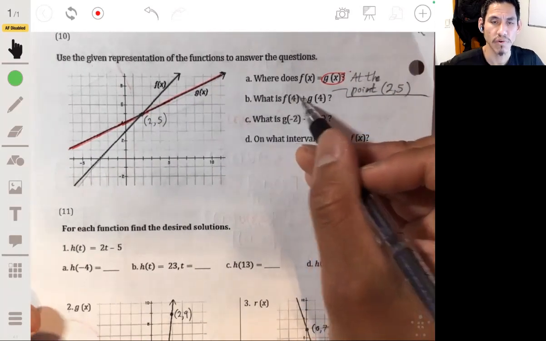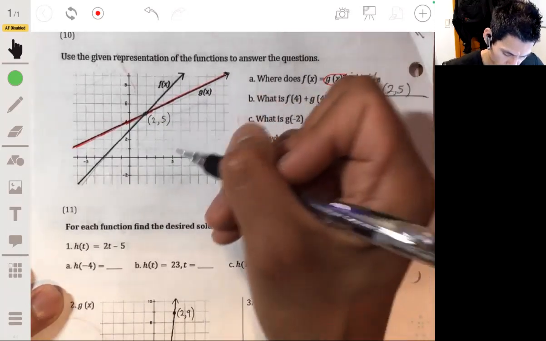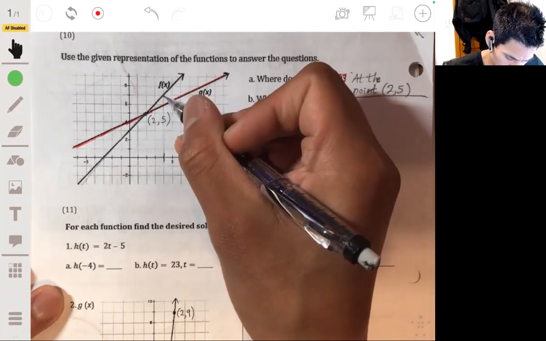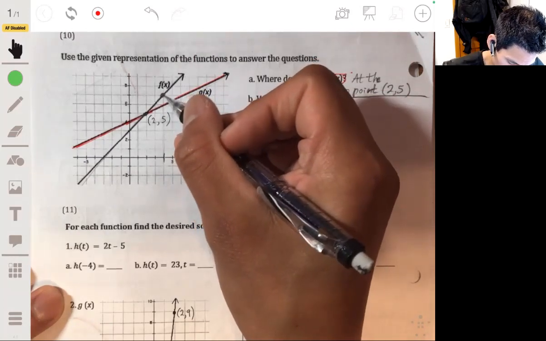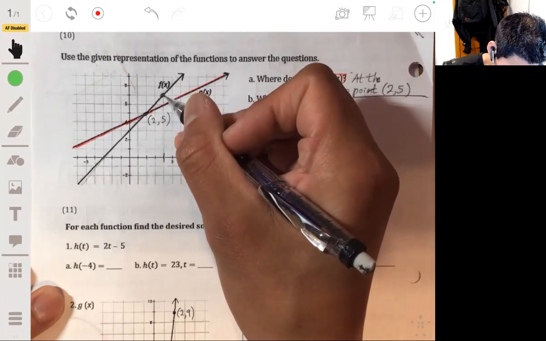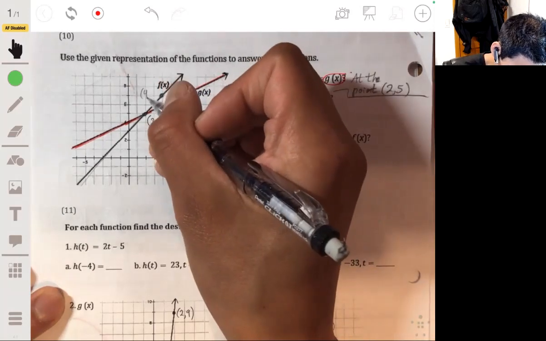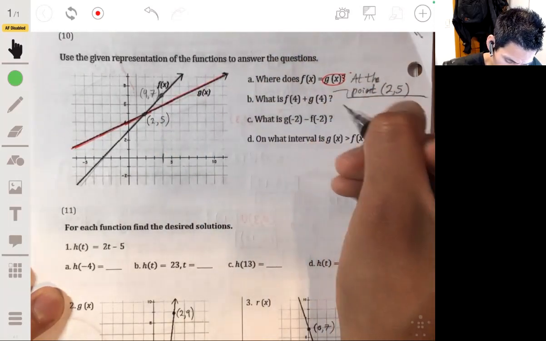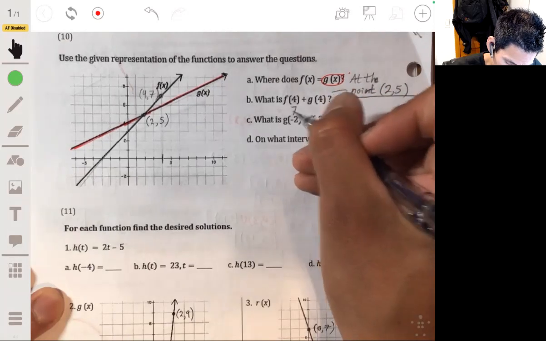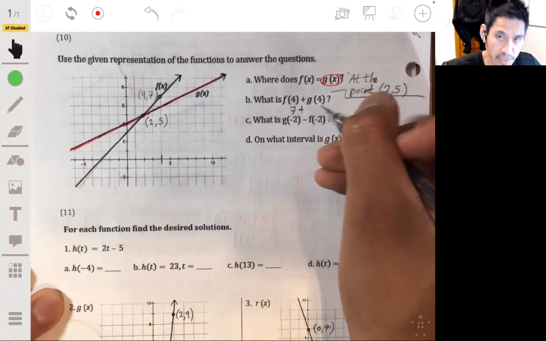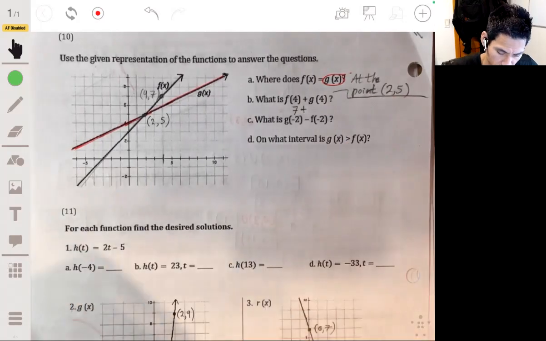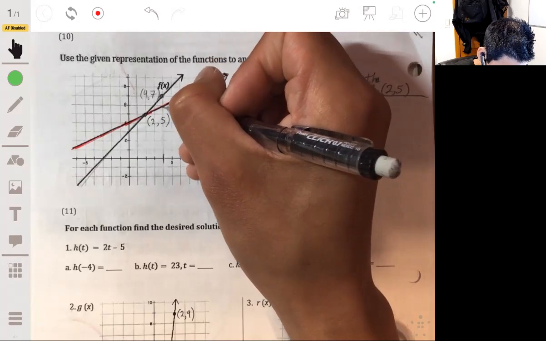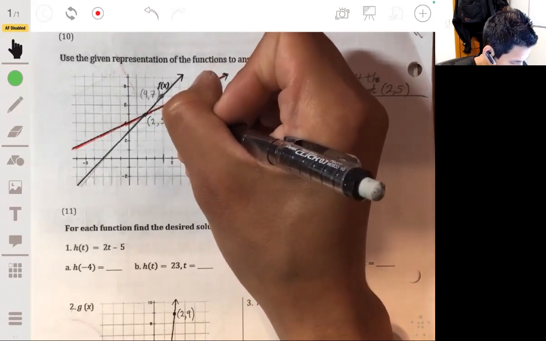All right, what is f of 4 plus g of 4? F of 4, remember, look when x is 4, what's f of 4? F of 4, we talk about this point here, 4 comma 7. So then f of 4 is 7. We have 7 plus what's g of 4. This is kind of hard. It doesn't give you a clear value. It's like right before 6.